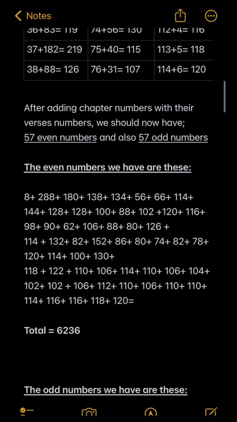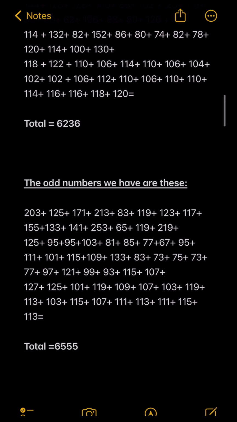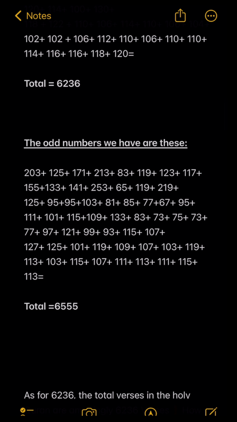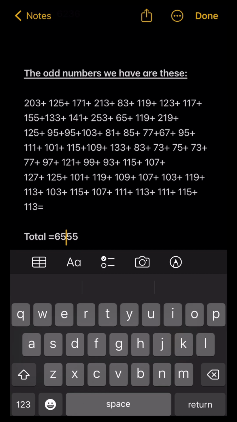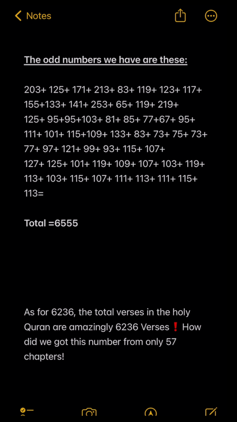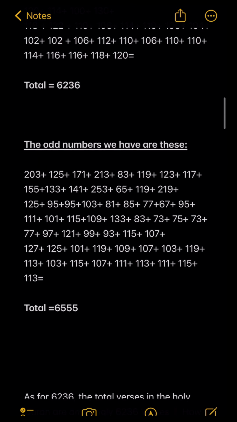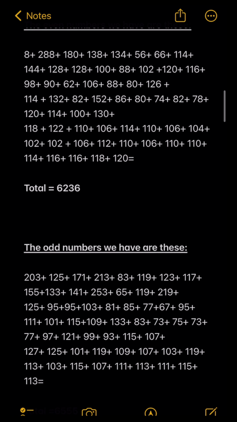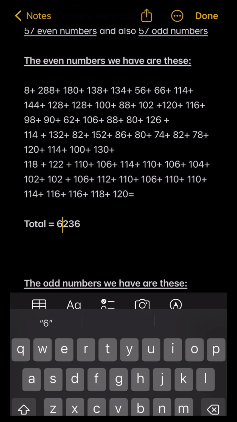We drop all these numbers down, the 57 odd numbers. Here are all of them, 57 numbers, and they're all odd. Again, if we add all these numbers together, we should get 6,555. So keep both these numbers in mind. We will use them in the future for many more secrets. And now we are going for 6,236.